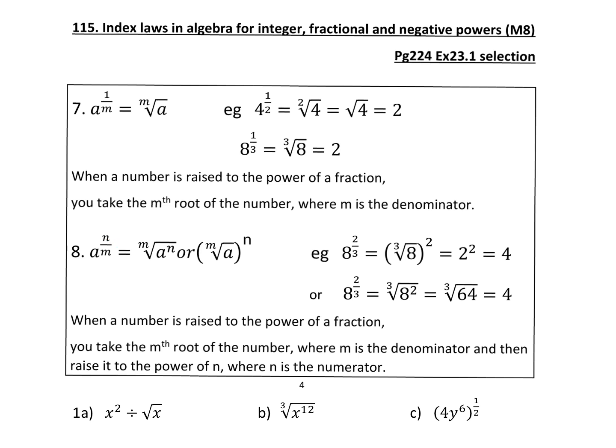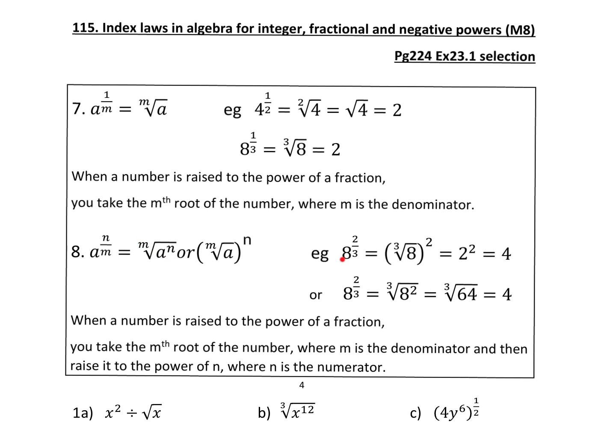Now what happens if the numerator isn't 1? Let's say it's n. Well, then you still take the mth root of the number, where m is the denominator, and then you raise it to the power of n, where n is the numerator. So a to the power of n over m is the same as taking the mth root of the number and then raising it to the power of n.